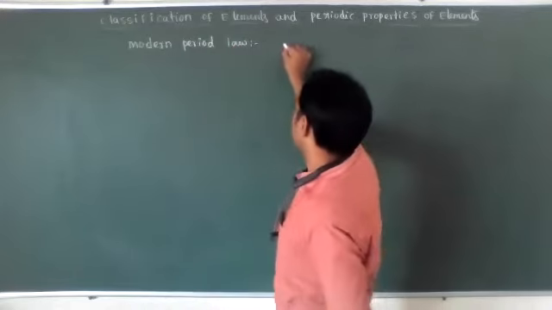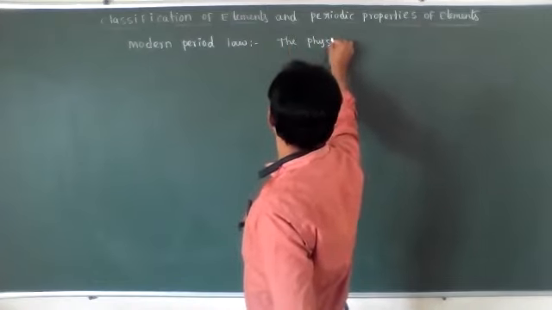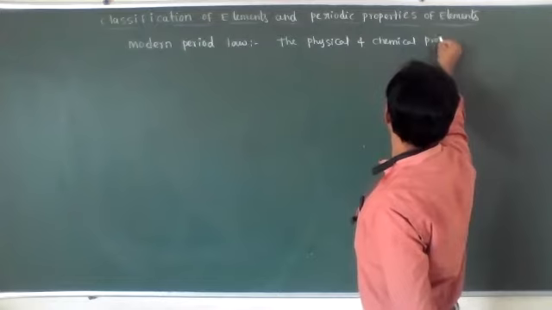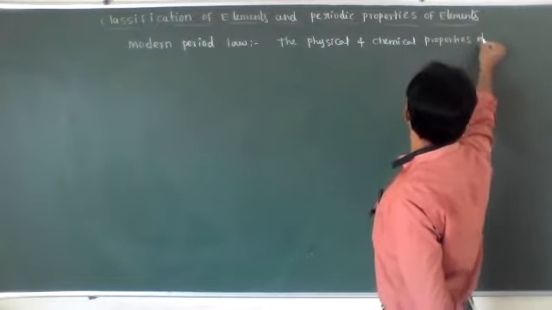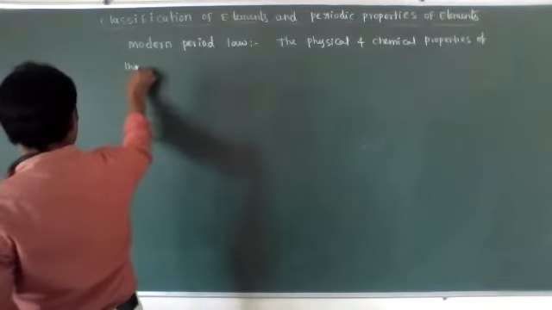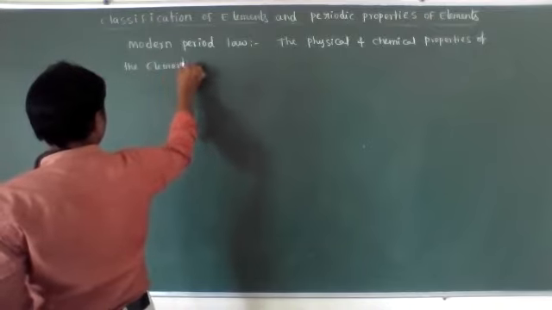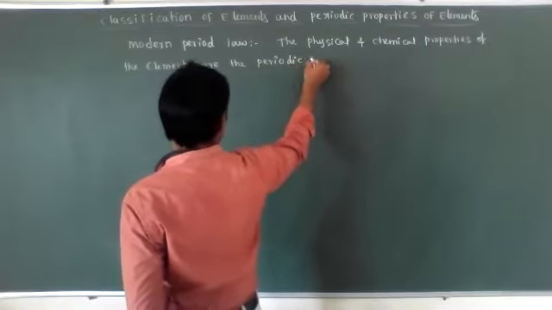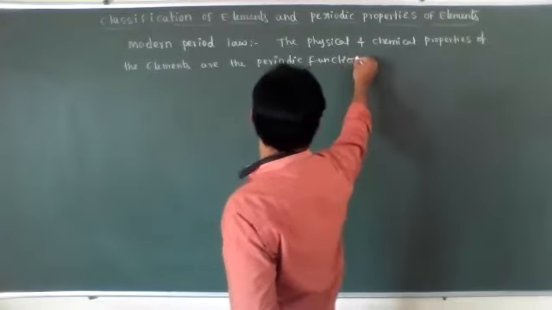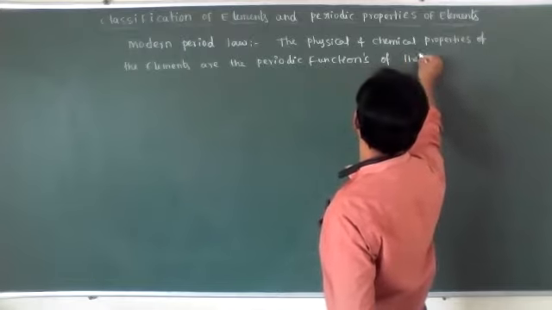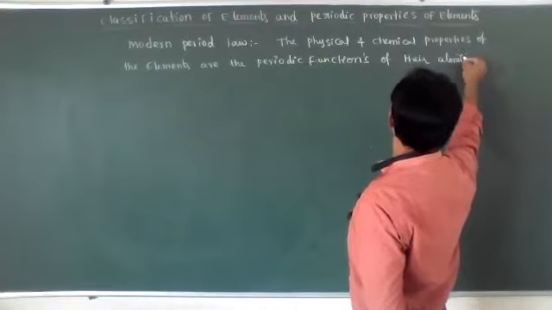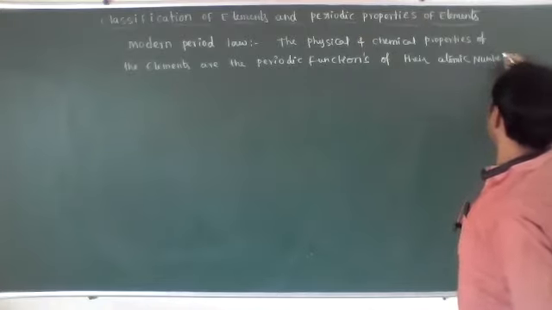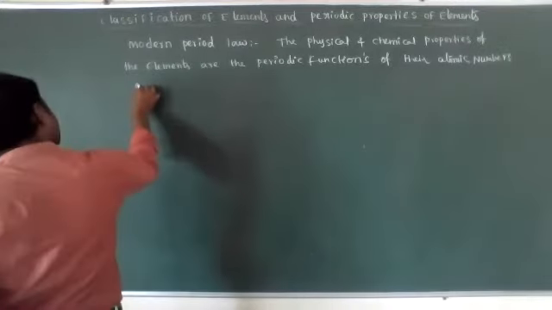The modern periodic law is nothing but: the physical and chemical properties of the elements are the periodic functions of the atomic numbers and electronic configurations.